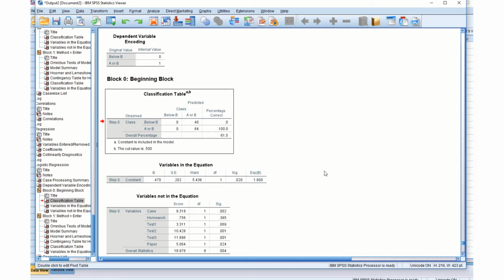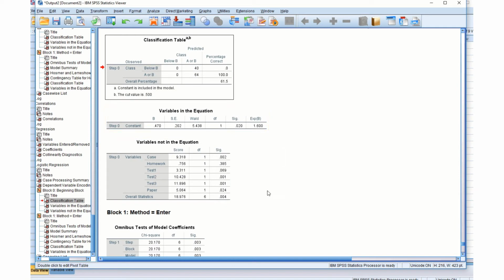It's whether the model better predicts than chance, if you will, or just a baseline estimate. Okay, so 61.5, that's important to remember.